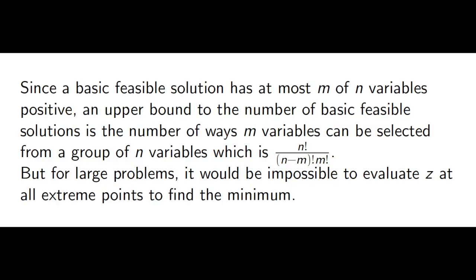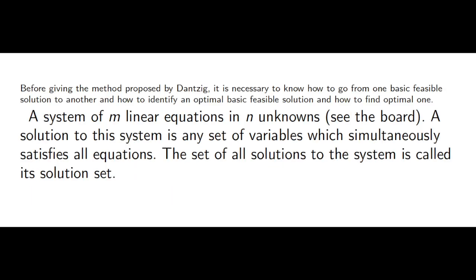Since a basic feasible solution has at most m of n variables positive, an upper bound to the number of basic feasible solutions is the number of ways m variables can be selected from a group of n variables, which is n factorial over n minus m factorial and m factorial. But for large problems, it would be impossible to evaluate all the extreme points to find the minimum. So before giving the method proposed by Dantzig, it is necessary to know how to go from one basic feasible solution to another, how to identify an optimal basic feasible solution, and how to find an optimal one.